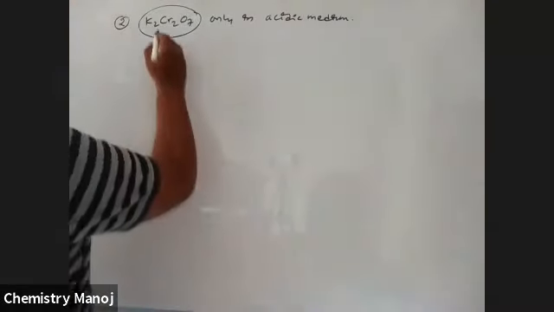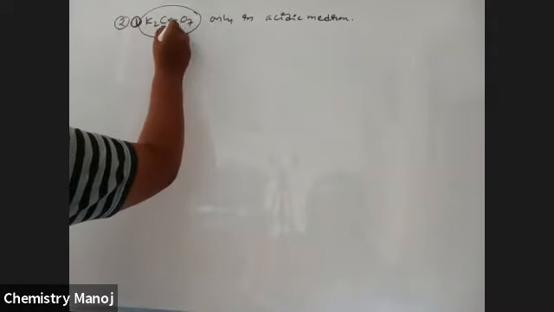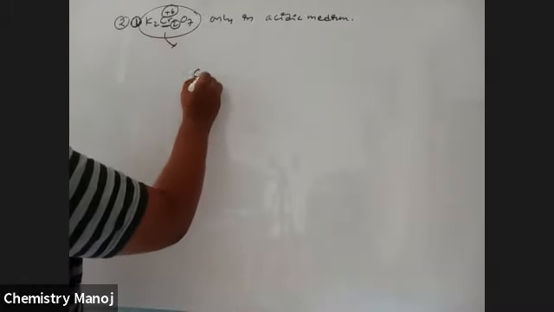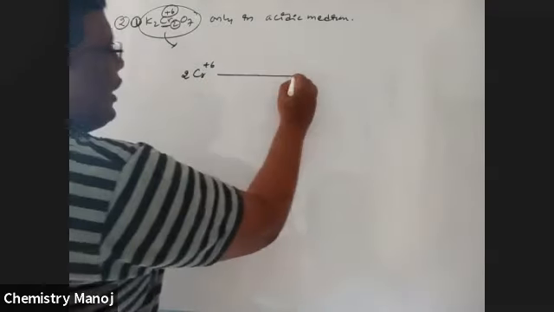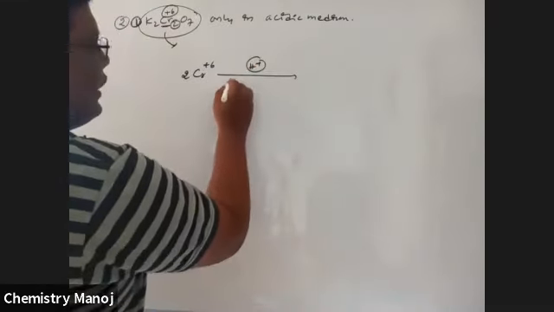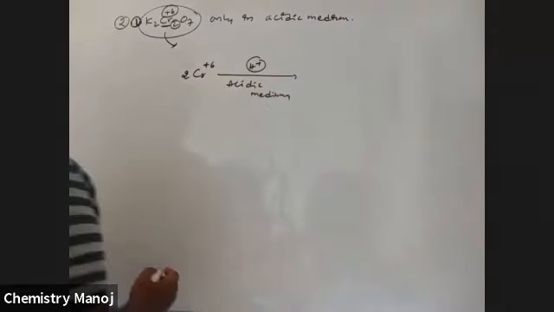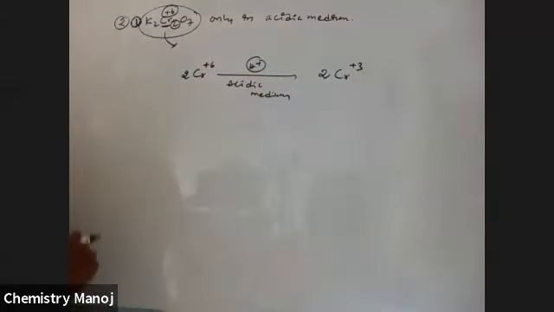Here, one mole of K2Cr2O7 contains 2 moles of chromium ions. Therefore, each chromium has a +6 oxidation state. So Cr is in +6, and there are 2 chromium atoms. In acidic medium, Cr+6 changes to Cr+3. Balance that one: 2 Cr+6 changes to 2 Cr+3.